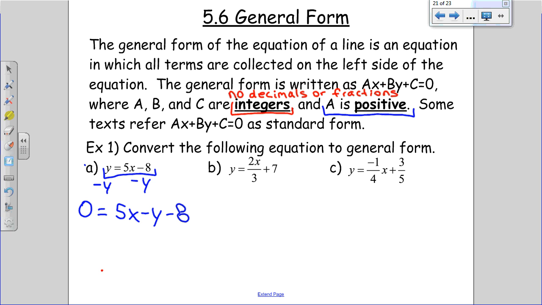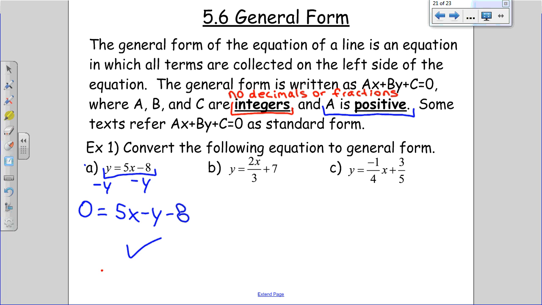All right, it's equal to 0. So that's the first thing you need for general form. We're good. The second thing, you check all your values. Do you have any decimals? None. Do you have any fractions? No. So you're good on that part. They're all integers. The last thing you look for is, is your a value positive? It is positive 5. That thing is in general form. No decimals, no fractions, a value is positive. B and C are negative, but that's okay.